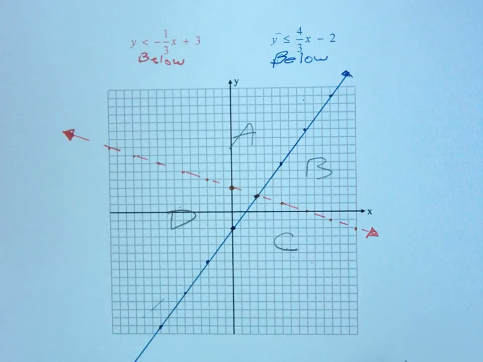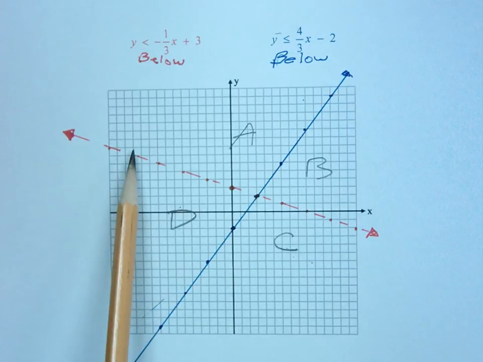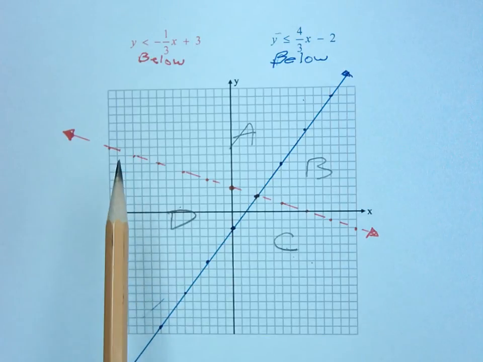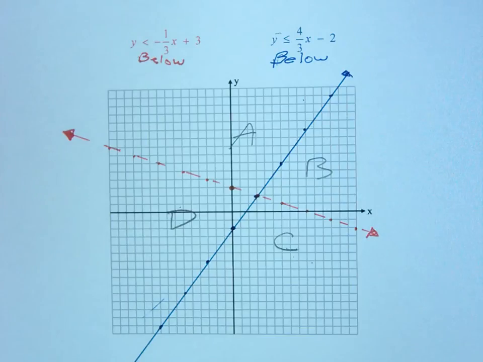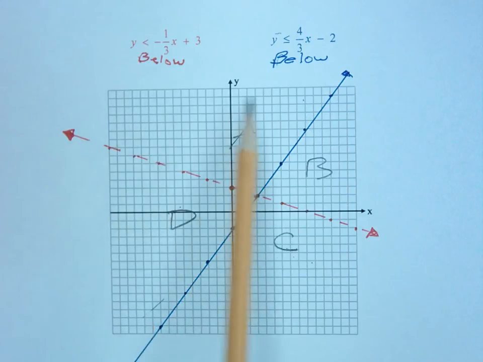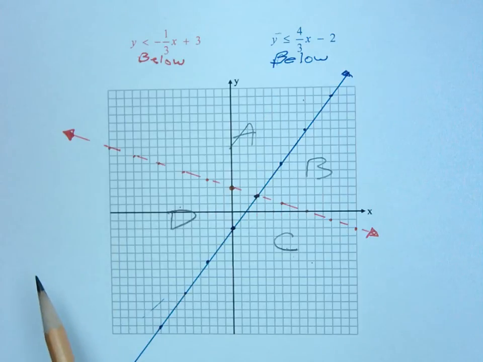Now, you don't have to use these letters. You could use anything you want. But we want to take a minute to think about which region is below the red line and below the blue line. There's only one of those 4 that will satisfy both conditions, being below the red line and below the blue line. And that's going to be this region, region C right here. So we'll want to shade everything here, and only here.